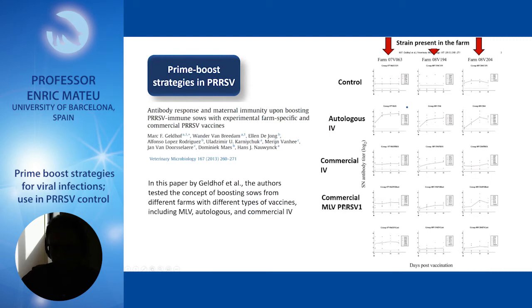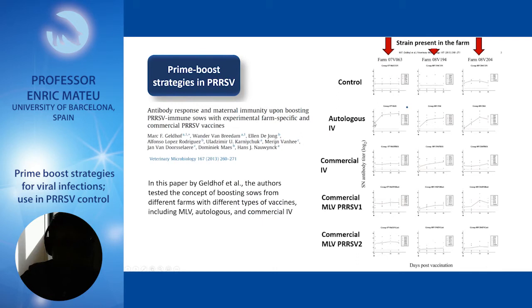And when they used, for example, an MLV for PRRS1, the results were similar. In one case, there was a good booster. In another case, some boosting effect, and in the third case, almost no booster. When they used a commercial MLV for PRRS2, the result was no booster at all.